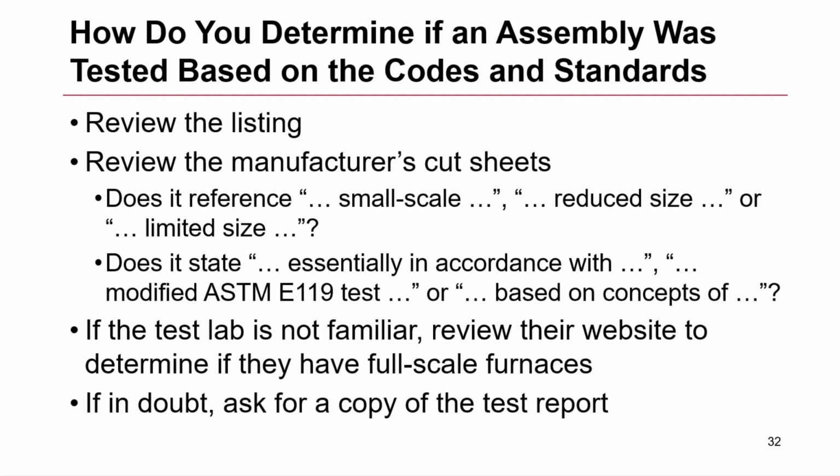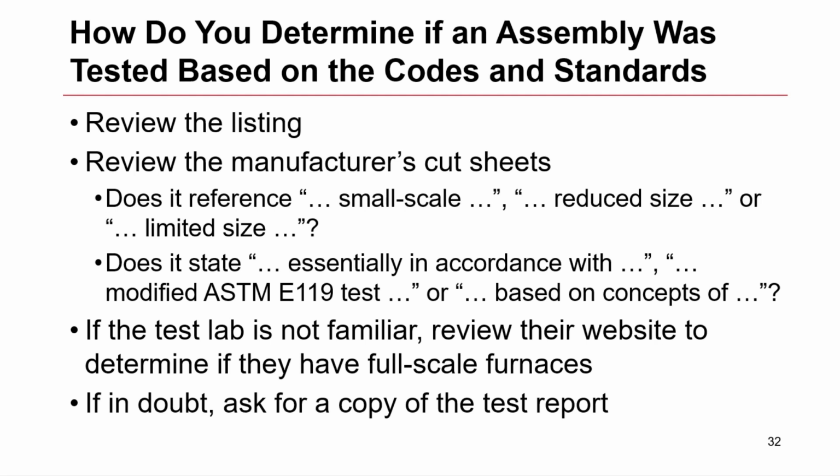Another method of making that determination is to look at the manufacturer's cut sheets. Does it reference phrases like small scale or reduced size, limited size, words like that? If so, then that's not an assembly that meets the requirements of ASTM E119 or, for that matter, the codes. Likewise, does it state something like it was essentially tested in accordance with, or tested to a modified E119 test, or based upon the concepts of ASTM E119? If you see any phrases like that, again, those aren't assemblies that meet the requirements of the code or the standard.